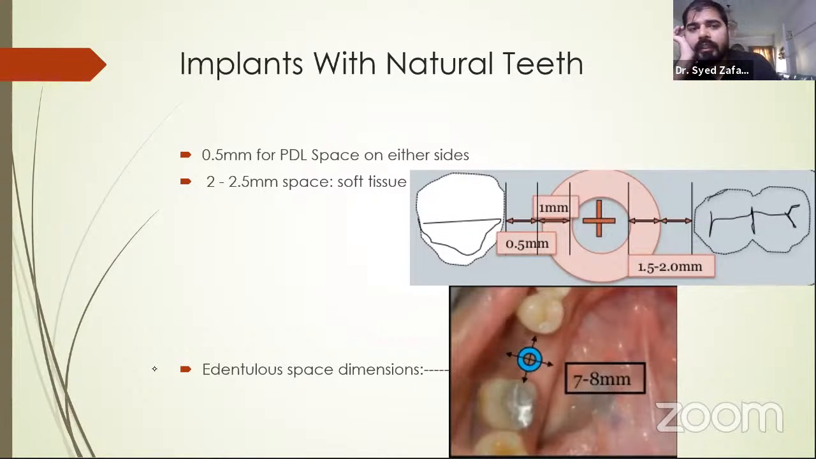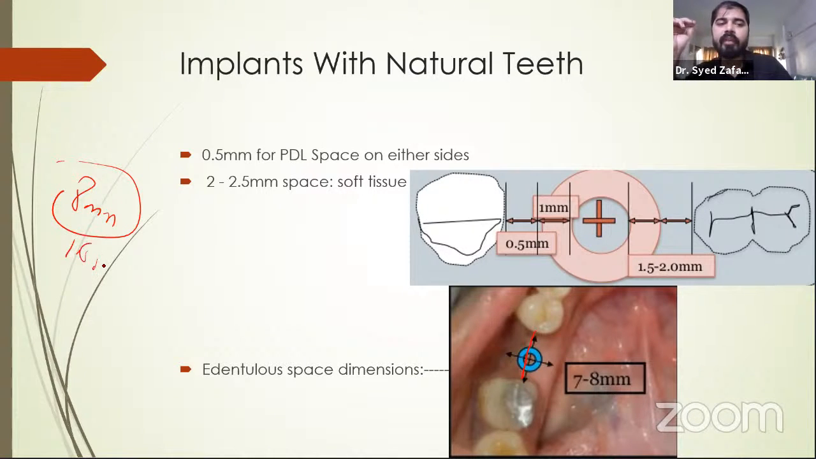Okay, now how will you assess it clinically? First of all, reflect the flap. You have seen a vernier caliper. Place the vernier caliper on both sides. If you can see almost 8 mm reading has occurred.